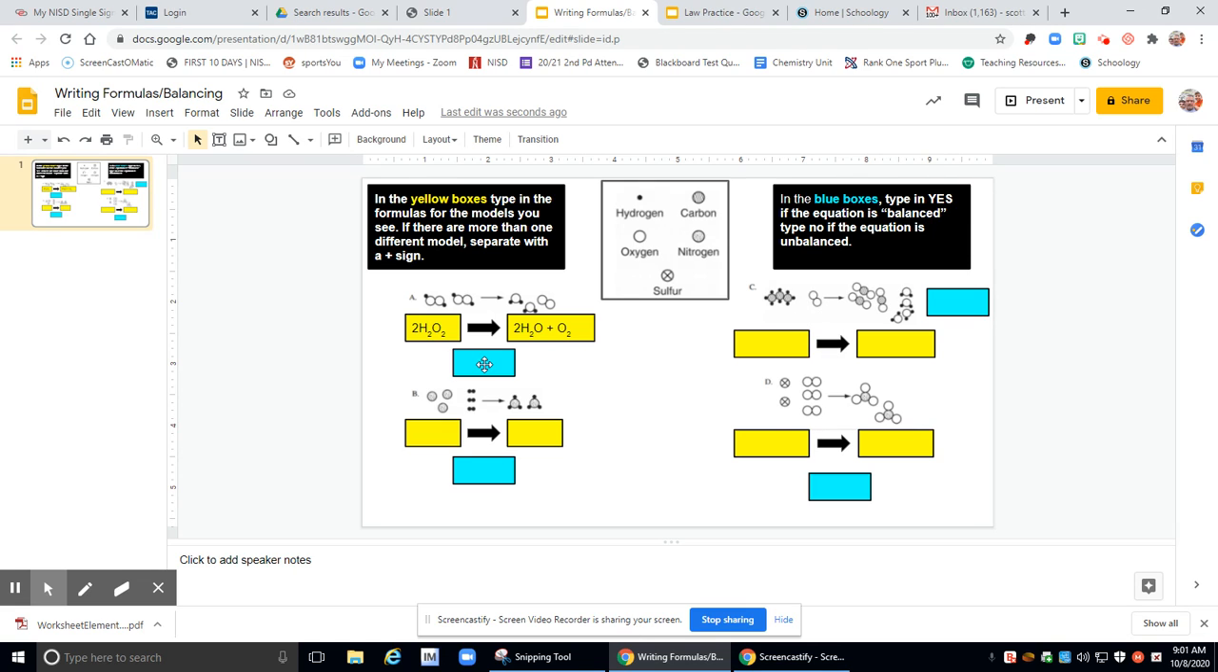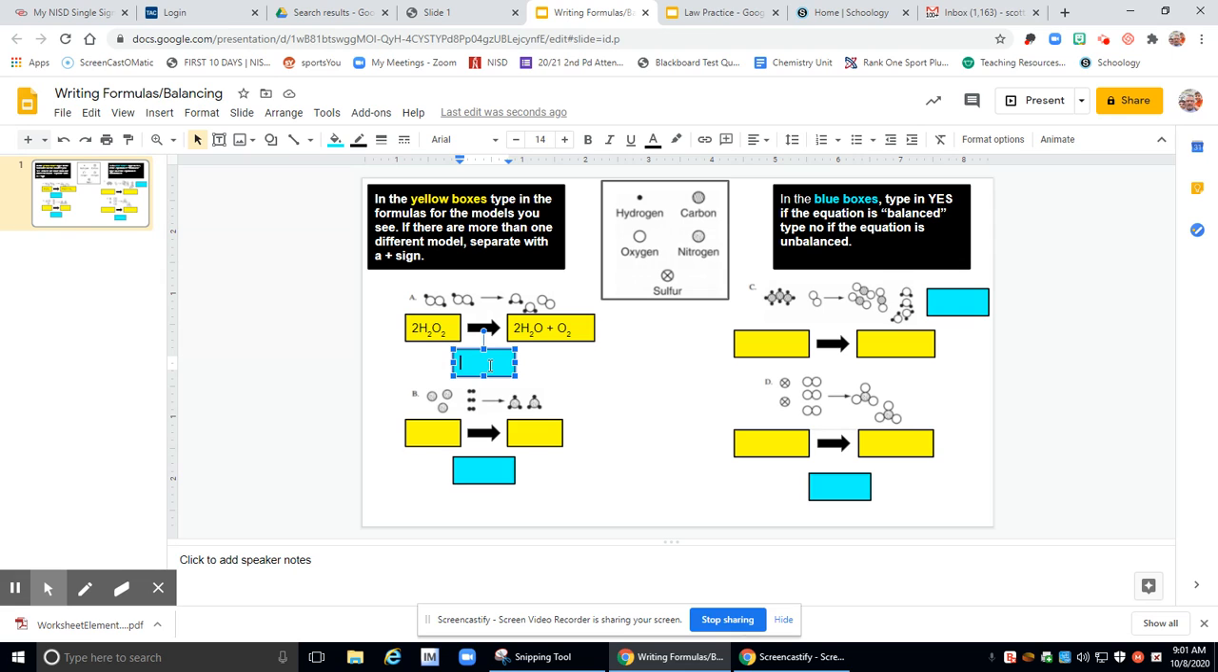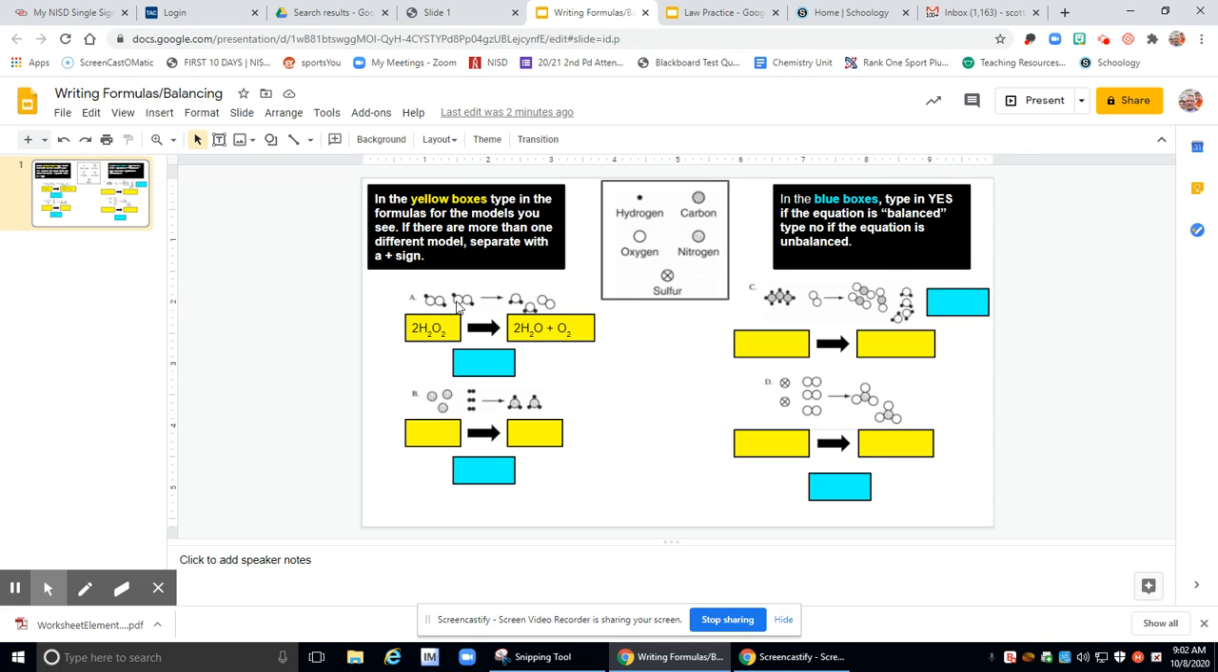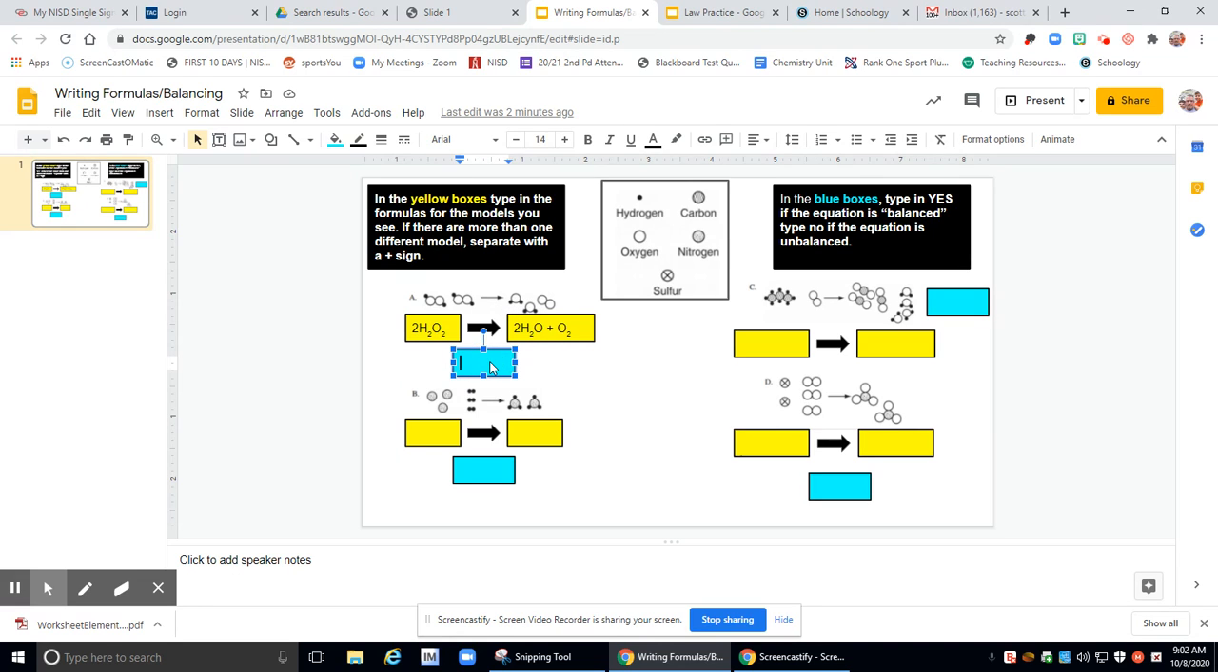Oh, and last thing too, in the blue box, you're going to identify whether or not the equation is balanced, or if it follows the law. So you have to count the number of atoms. And if you have models, which you do, it's really easy. So over here we have 1, 2, 3, 4 oxygens on the left, 1, 2, 3, 4 oxygens on the right. We have 1, 2, 3, 4 hydrogens on the left, and 1, 2, 3, 4 hydrogens on the right. So in this box, you would just type in the word yes.